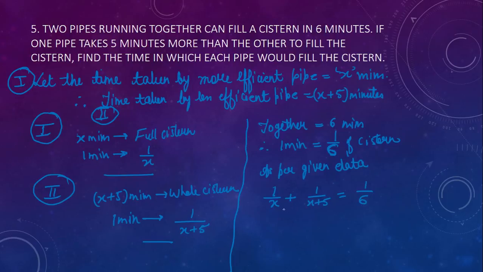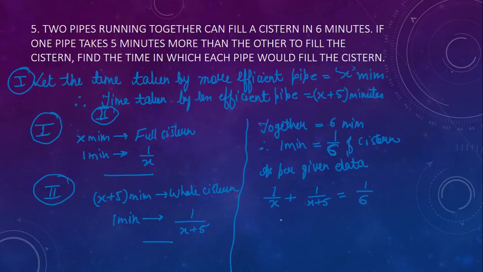This is their work efficiency. Together, that is the rate of filling per minute, how much they fill up per minute, when they sum up, they give you 1 by 6. They are able to fill up 1 by 6 in 1 minute. Right? That's it. If you are able to get this equation, you are done with this question because now you just have to solve it.